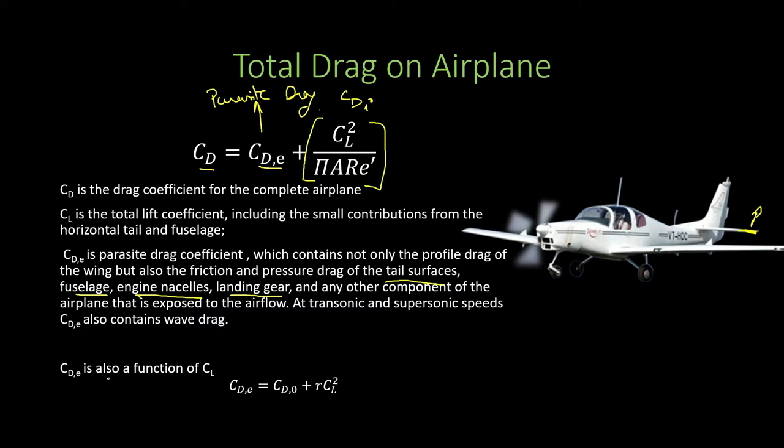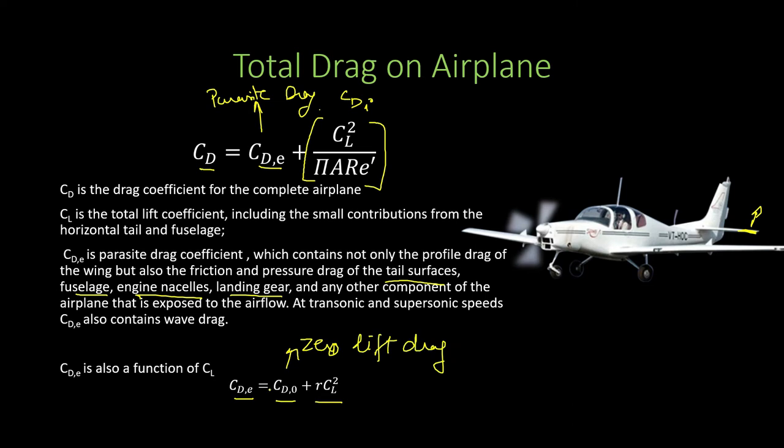Now we may say that CDE is also a function of CL, since at different angles of attack there will be a different form drag, like there will be flow separation on different parts of the aircraft, which becomes a function of CL. So I can write that CDE is equal to CD naught plus r CL square, where r CL square is basically telling that there is some function of CL in this, and CD naught is simply the drag which is independent of lift. So I can call CD naught the drag independent of lift, or this is popularly known as zero lift drag.